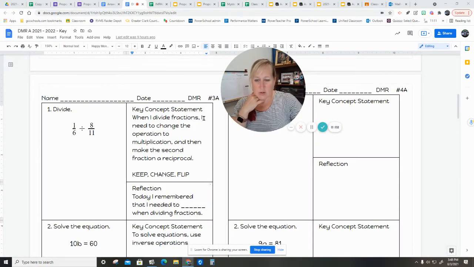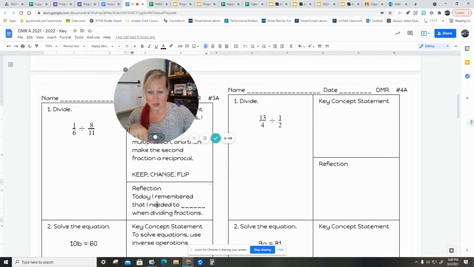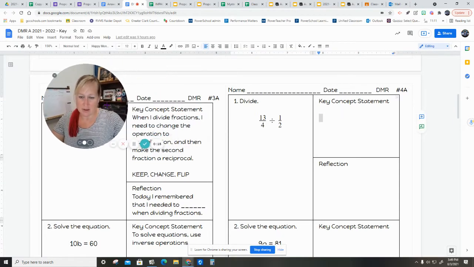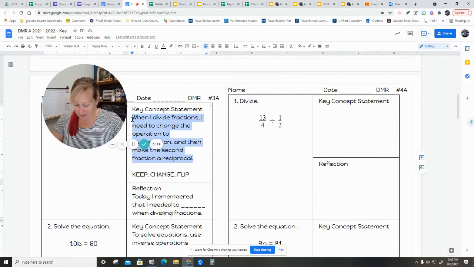All right, so today is DMR A4. Already did 3. We are going to do division of fractions. Remember that key concept statement is exactly this from that side being written over here.